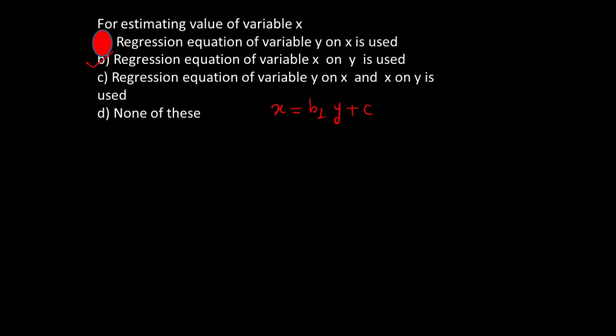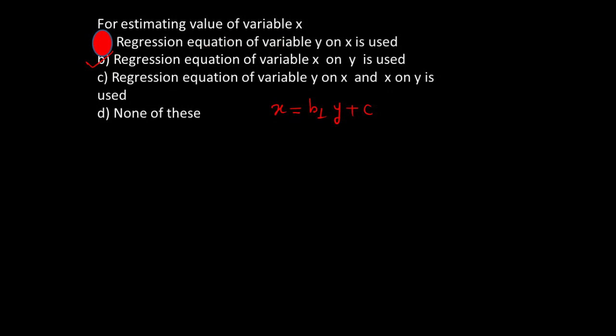Now if the same question is asked for estimating the value of variable y, which equation is used? In that case, your answer must be the regression equation of variable y on x, because this is the line where x is written in terms of y. So this is the regression line of x on y. So for the earlier question, the answer is B. But if I write y in place of variable x over here, then we want the regression equation of variable y on x. I hope this is clear to you all.